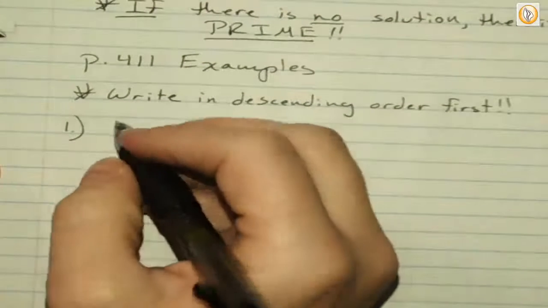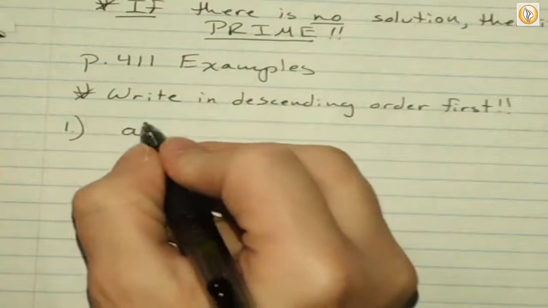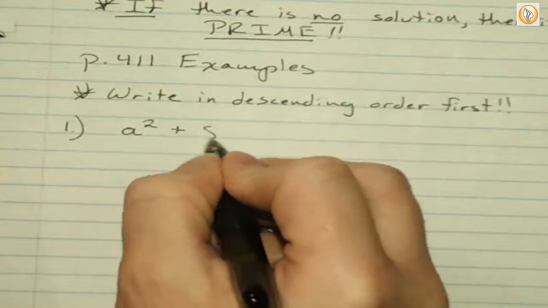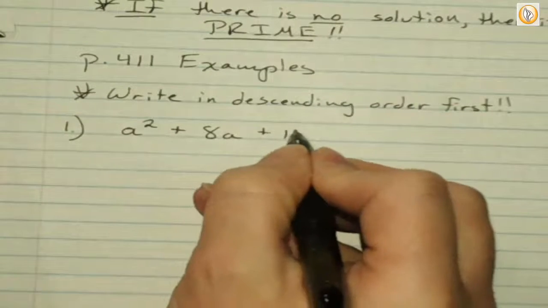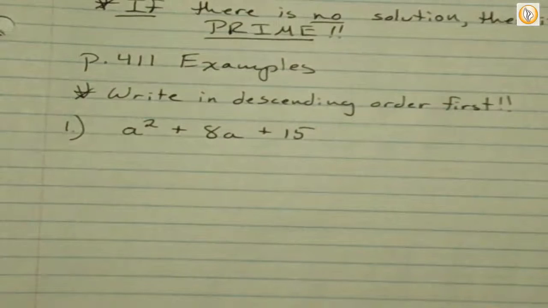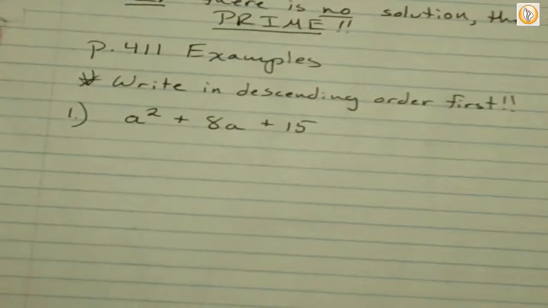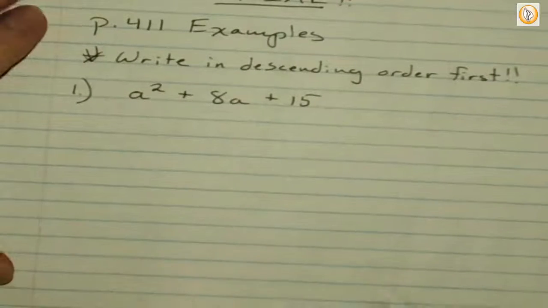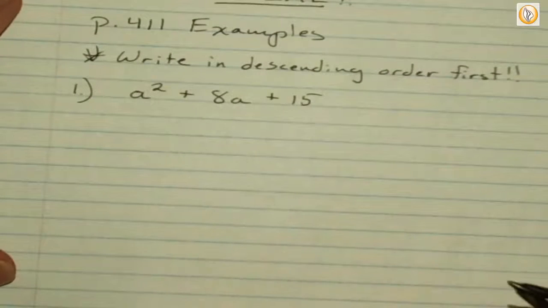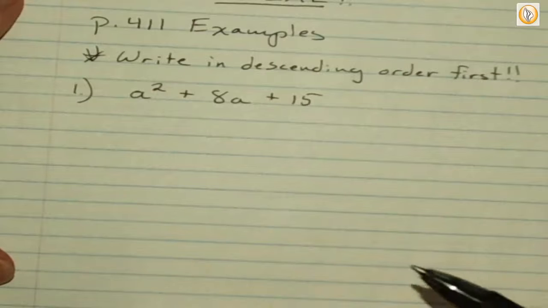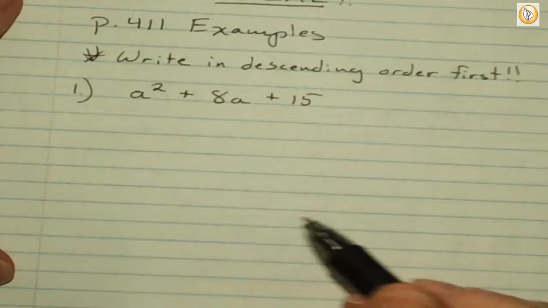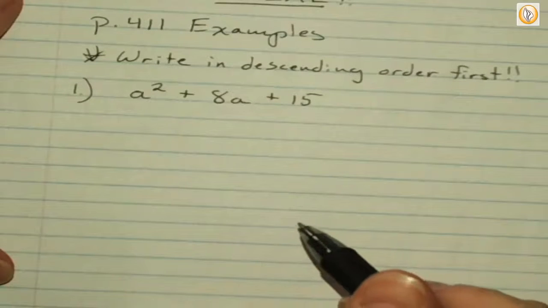All right. So we have a squared plus 8a plus 15. It says factor. If the trinomial will not factor, write prime. So if we were to do what we did yesterday, there's nothing to take out of here, right? So factoring can also mean what we're going to do today.